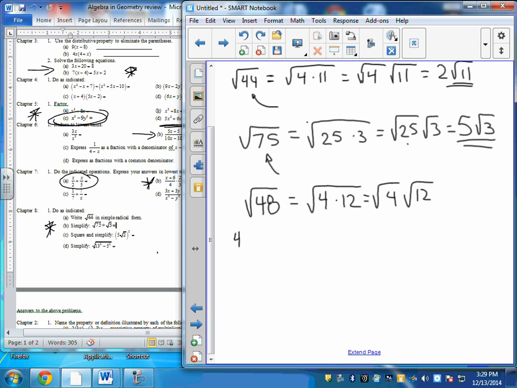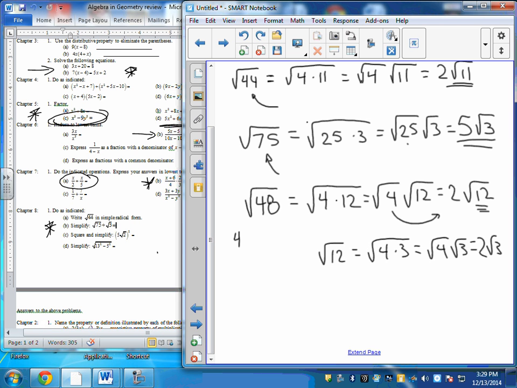4 times 12. And the square root of 4 is 2. Square root of 12. But you're not done, because the square root of 12 can be broken up. Well, square root of 12, I see another 4 in there. 4 times 3, so square root of 4 times the square root of 3, which is 2 square roots of 3. So if we did it this way, we'd have the 2 originally, plus 2 times the square root of 3, or 4 square roots of 3.